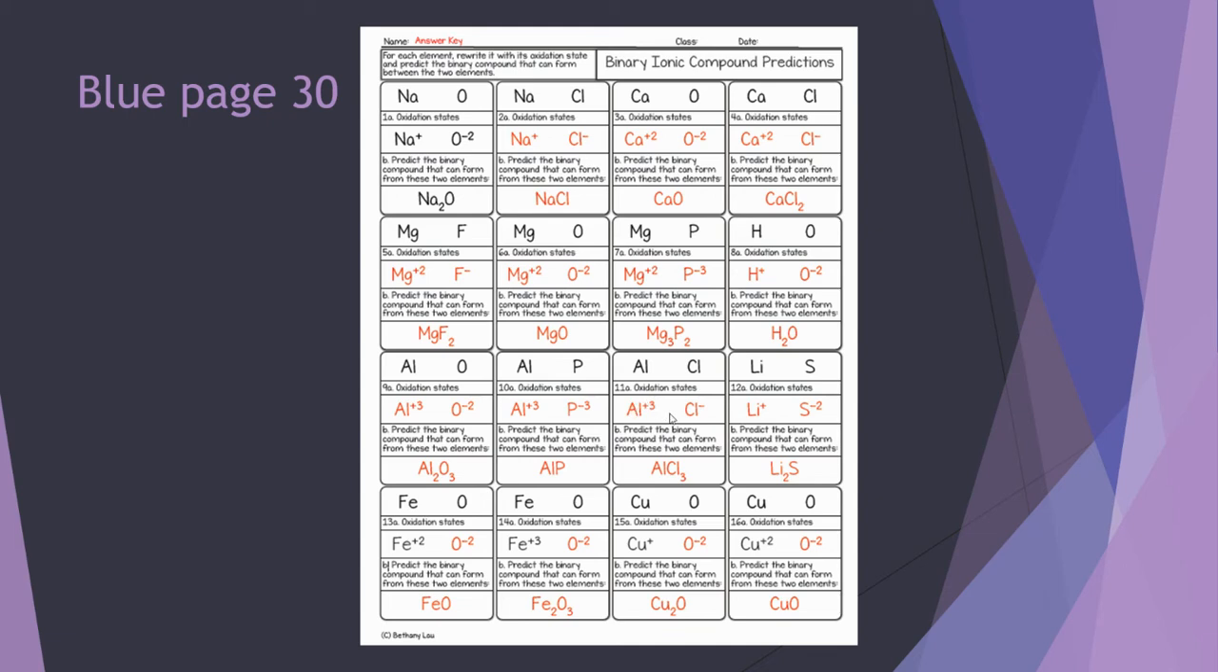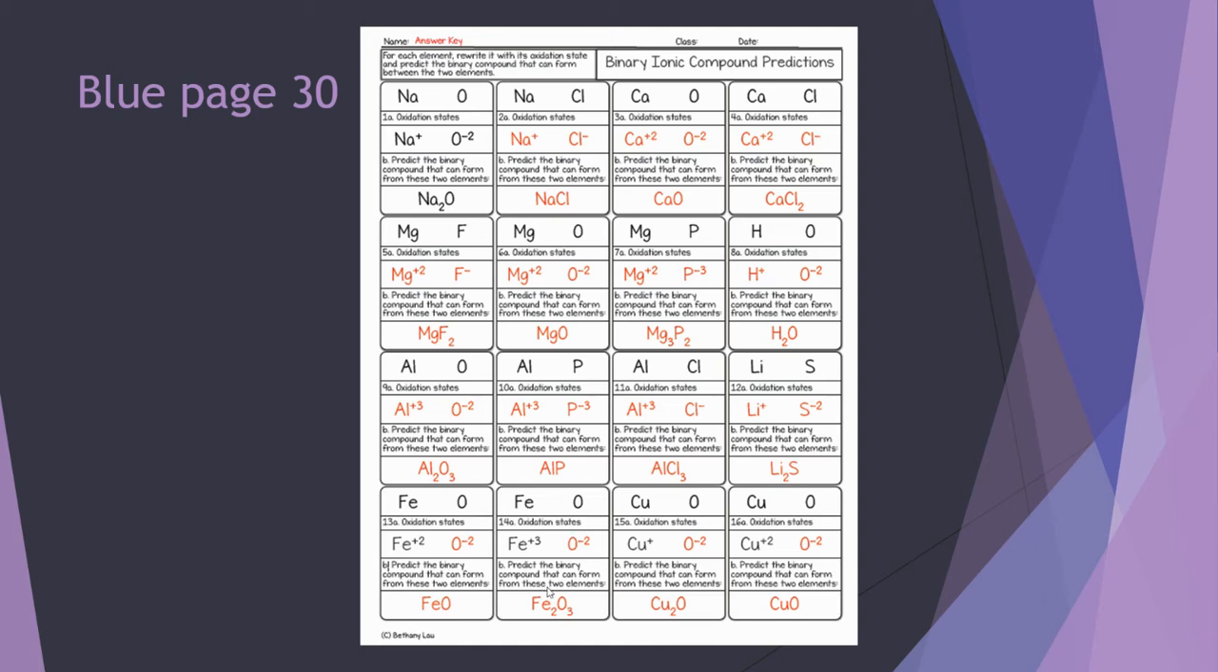Then Al and chlorine. Chlorine's a -1. So we've got AlCl3. The 1 for the aluminum is implied. Lithium and sulfur. Lithium is in the first column, so it's +1. Sulfur is over towards the right. It is -2. Crisscross them, we get Li2S. S would have a 1, but it's implied, so we don't need to write it.